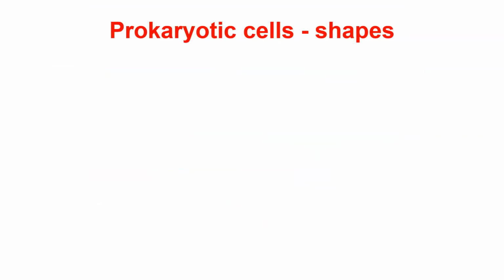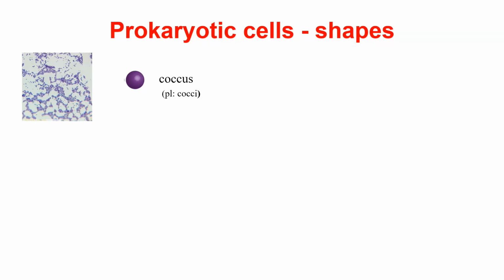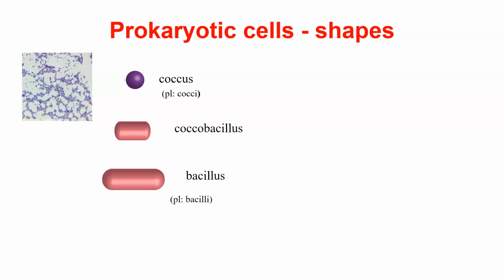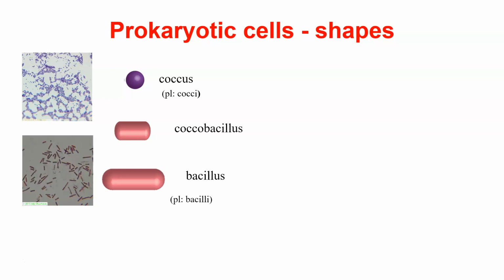Now let's look at some prokaryotic shapes. There are a few basic shapes that we always see. Coccus, the plural is cocci, is a round shape. It's basically 1 to 1. They look like these little tiny spheres all next to each other. We have the cocobacillus, which is about twice as long as it is wide. We have the bacillus, the plural is bacilli, which is about 3 times or more longer than it is wide. And if you look at bacilli, they often look like these little tubular shapes.